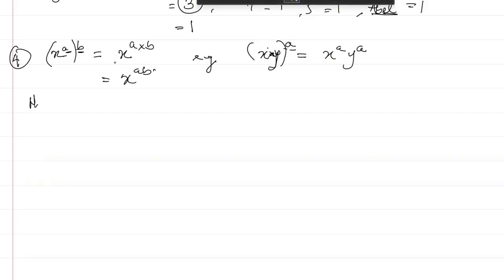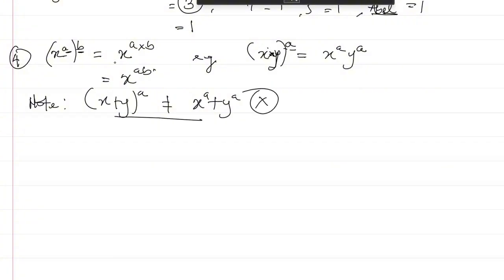But note that the law does not work for something like this: x plus y raised to the power a. You cannot say this is x raised to the power a plus y raised to the power a. That's not correct. This is wrong. So let's use the law. Let's have 2 raised to the power 3, then another power outside. This is going to give you 2 raised to the power 3 times 2. So this is 2 raised to the power 6. That settles it.